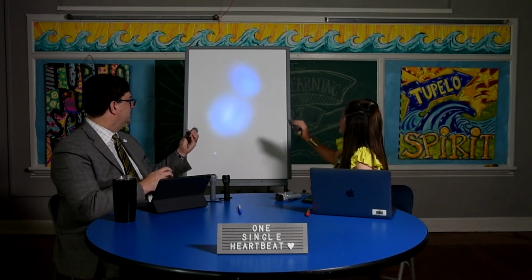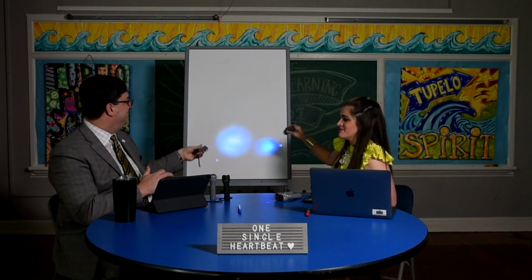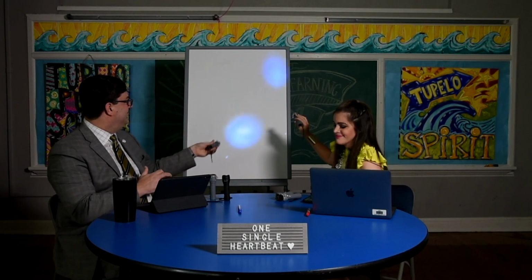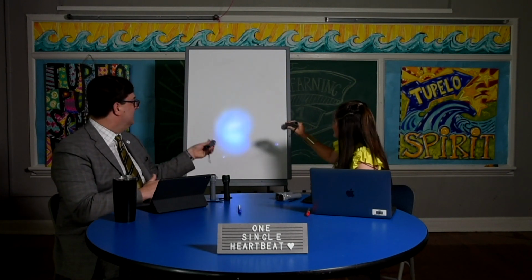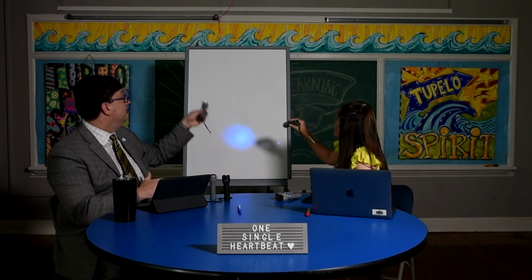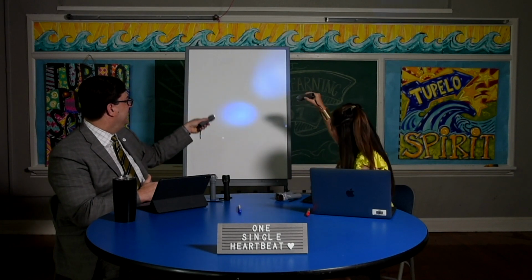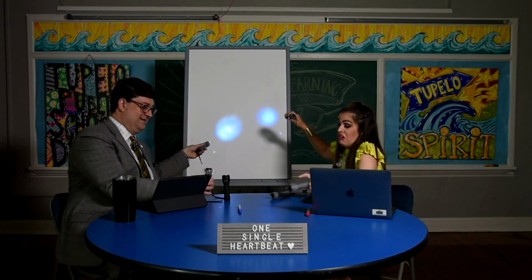So let's see how it's working out here. Here we go. You ready? You just move it around. You can make circles, up and down, jaggedy. Oh, get ready, here we go.